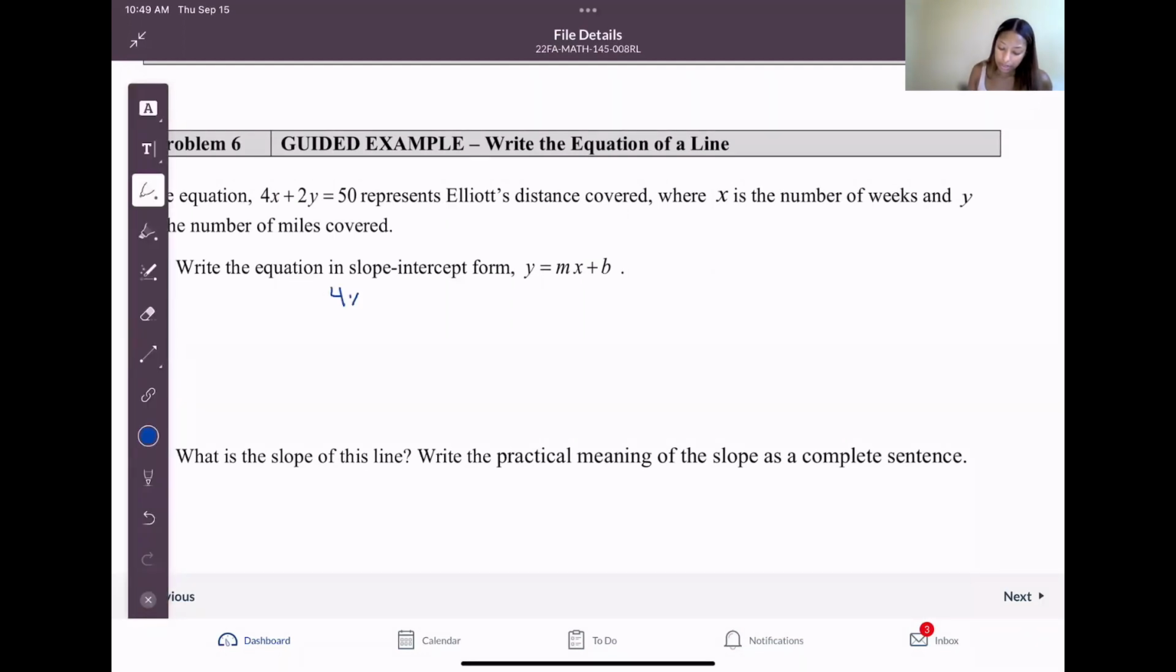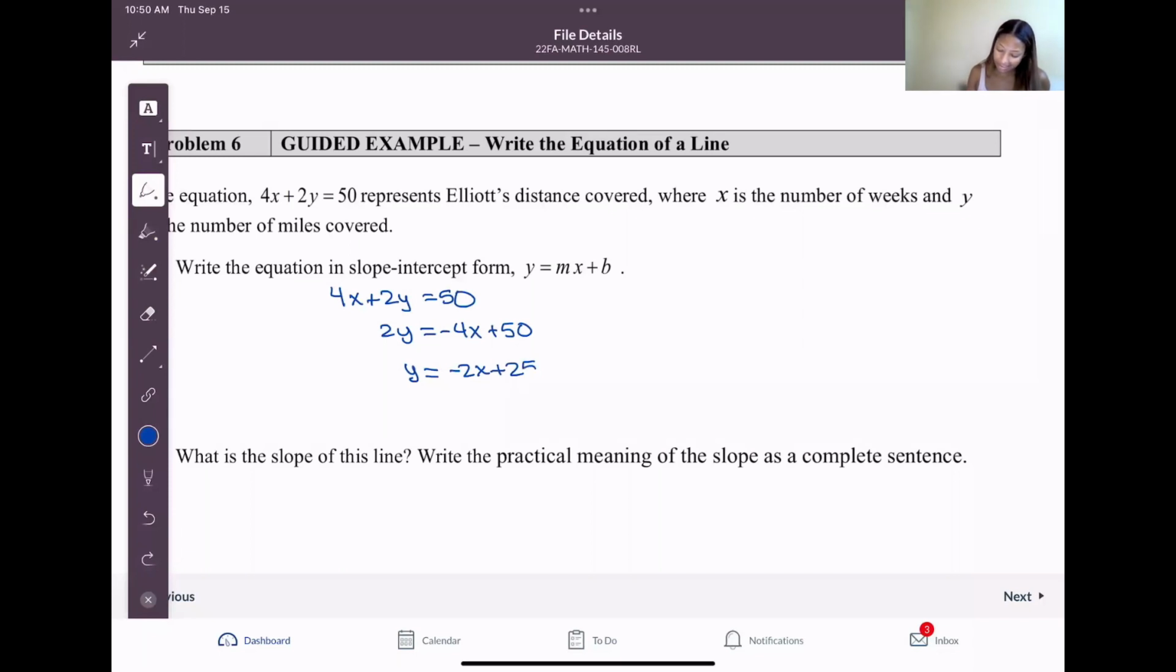All we have to do is take the standard form and solve for y. Okay. We can subtract 4x from both sides. So we have 2y is equal to negative 4x plus 50. And then if we divide everything by 2, y is equal to negative 2x plus 25. Okay. Elliot, this isn't good.